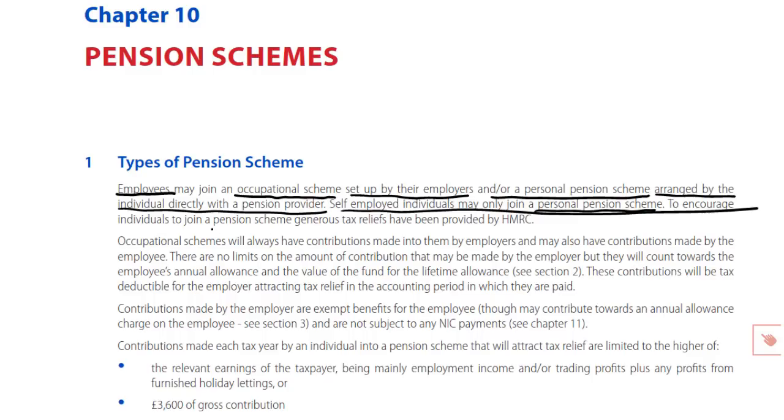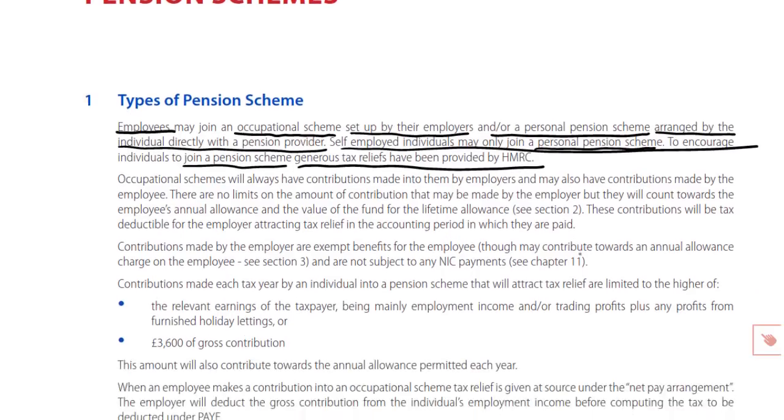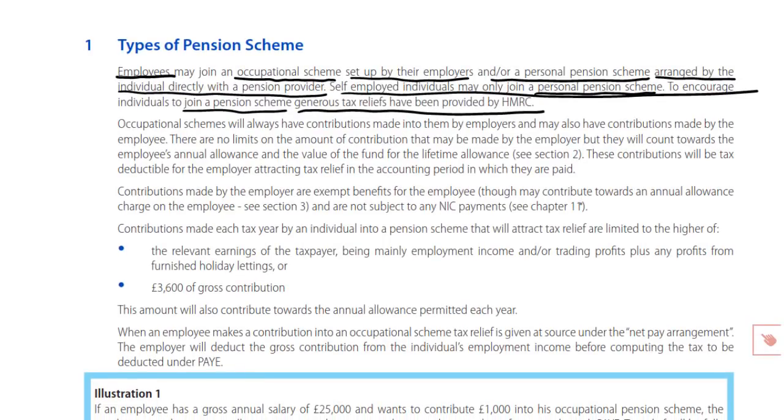To encourage individuals to join a pension scheme, we think it is a good idea as a government for individuals to look after themselves in terms of their later lives. The more they look after themselves in terms of a pension, then hopefully the less the government will have to contribute to looking after them in their older years. So generous tax reliefs have been provided. And again, we have seen the basics of these. What this chapter simply adds in are the restrictions, the limitations that are placed upon the contributions made into a scheme and how then they will be dealt with within the taxation system.